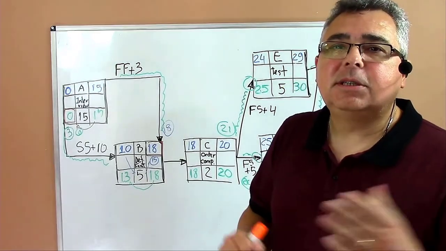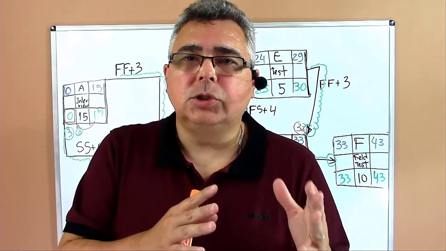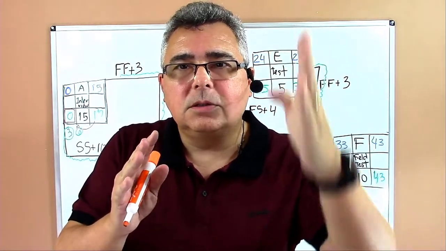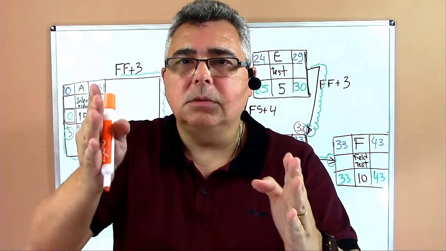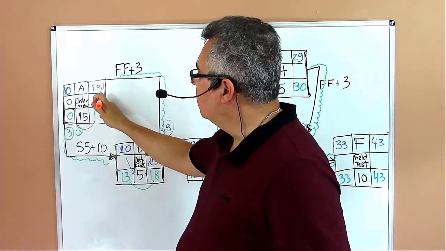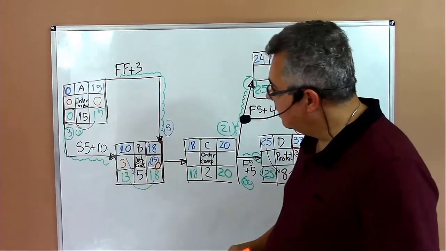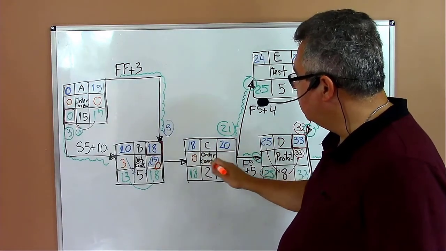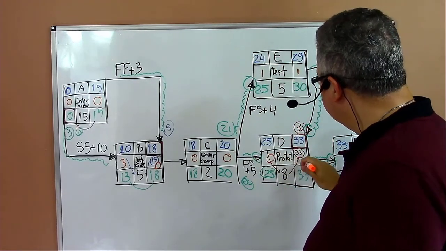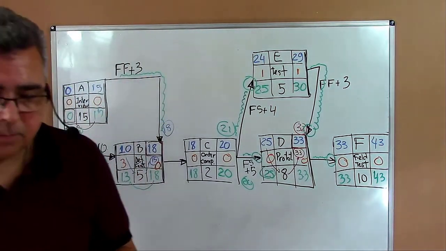Now, let's see the slacks, okay? When we have other relationships than finish to start, and we include lags in the middle, we may have different slacks from the starting times and finishing times. That's why I have two boxes here, okay? So in this activity, zero slack on the start and end. Here I have 3 and 0, okay? Activity B. On activity C, I have 0 and 0. On activity E, I have 1 and 1. On activity D, 0 and 0. And activity F, 0 and 0. Those are the slacks.